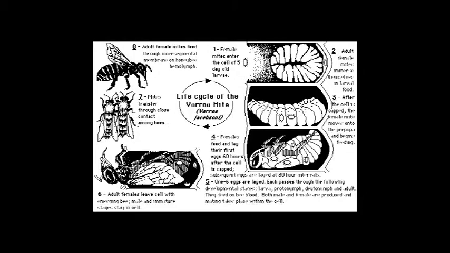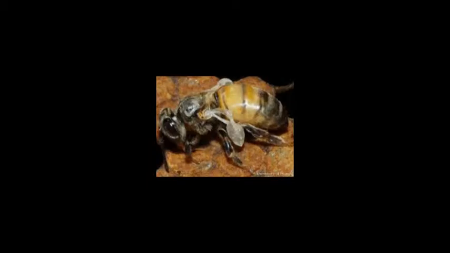They mate in the cell with the larva. And then they feed on the larva. And as they're feeding, they puncture the skin of the larva, and that's when the viruses enter the bee larvae and start making them sick. What we have is called deformed wing syndrome.